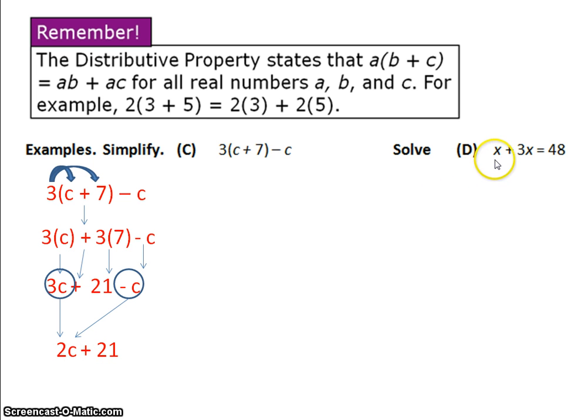In example D, we have x plus 3x equals 48. Let's take a look at the left side. There's no math operations to perform except for simplifying. I see the term x and I see the term 3x. Now it would be x plus 3x would come out to be 4x. On the right hand side I would have 48. Now there are no more like terms, so we need to isolate the variable.